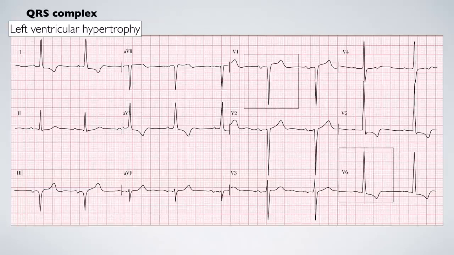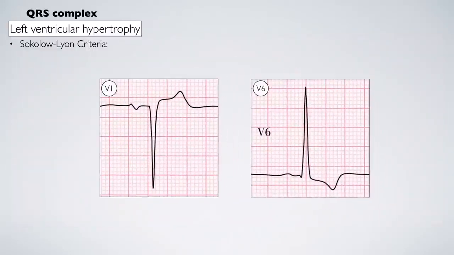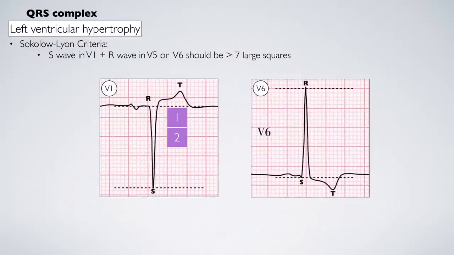The Sokolow-Lyon criteria suggests that left ventricular hypertrophy is likely to be present if the depth of the S wave in V1 added to the height of the R wave in either V5 or V6 is greater than 7 large squares. In our example here, the combined total is 8.5 large squares.